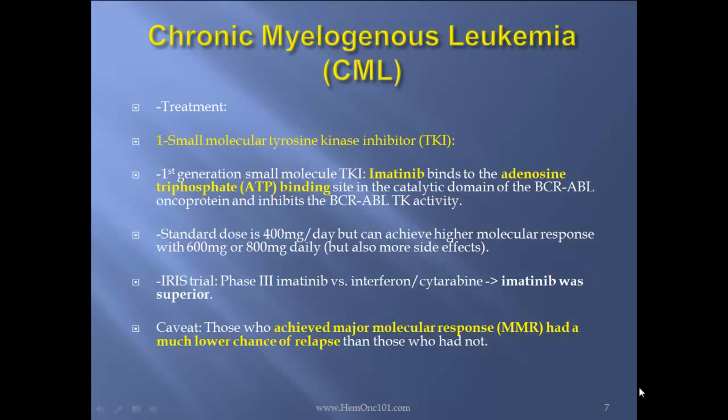Treatment 1. Small molecule TKI. First generation small molecule TKI imatinib binds to the adenosine triphosphate binding site in the catalytic domain of the BCR-ABL oncoprotein and inhibits the BCR-ABL TK activity. Standard dose is 400 milligrams a day, but can achieve higher molecular response with 600 or 800 milligrams daily. There's also more side effects.